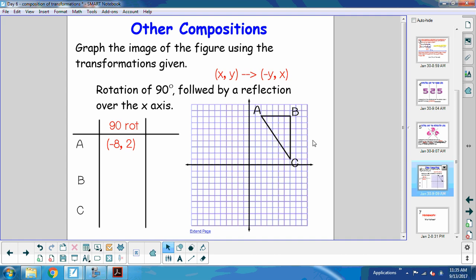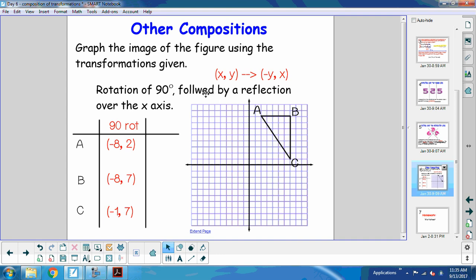Okay, and then B. B over here is at (7, 8). So it's going to become (-8, 7). And then finally, C is at (7, 1). So it's going to become (-1, 7). All right, so that's my first set of points. So if you want, you can go ahead and plot those as being A prime, B prime, C prime. But really, I want to figure out where it's going to land.